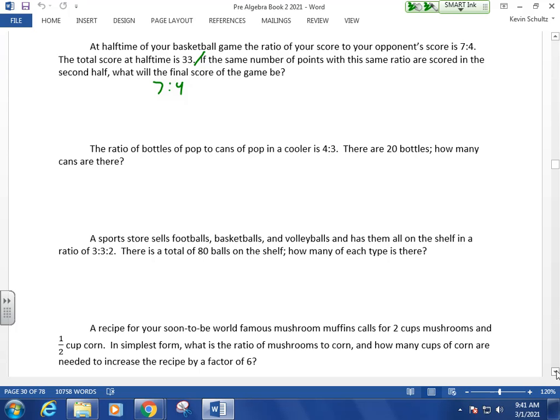Yvonne? Add 7 and 4 to get the total of our ratio. And then we got to figure out, okay, how do we get to the total of the game or the half? What's our scale factor to get from 11 to 33? 3. So because we multiplied 11 by 3 to get to 33, we also have to multiply both our 7 and our 4 by 3, which gives us a halftime score of 21-12.